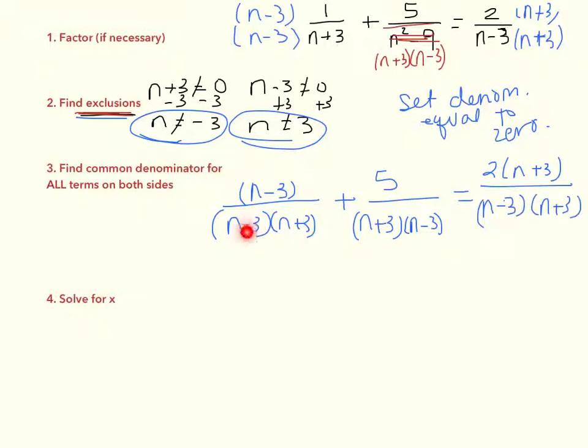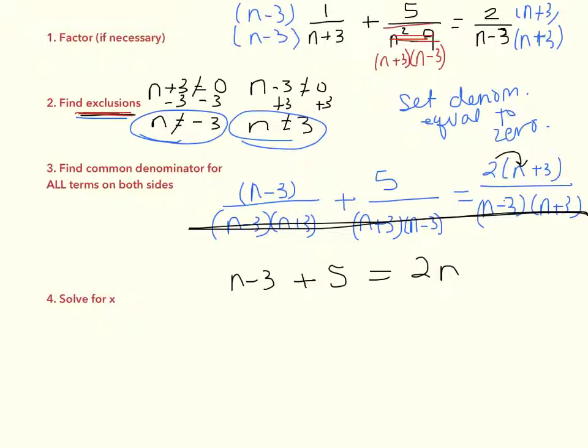So see, we've got the same denominator across. So we did what we wanted to do. Now when you have a denominator, when they're all the same, when you have all the common ones, you can just cross them out. So that's why we want to get them the same, so we can get rid of them. And what we have left is just the numerators. So n minus 3 plus 5 equals, and we can distribute this, 2n plus 6. So now I have a much simpler equation to solve for my n.